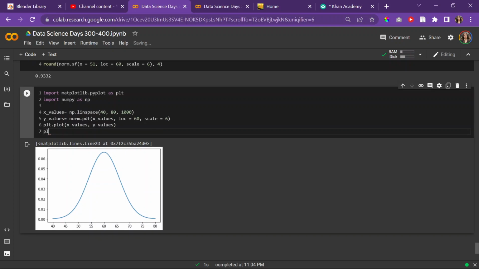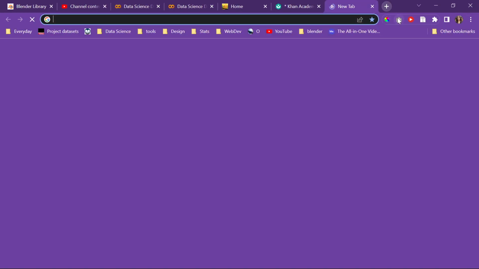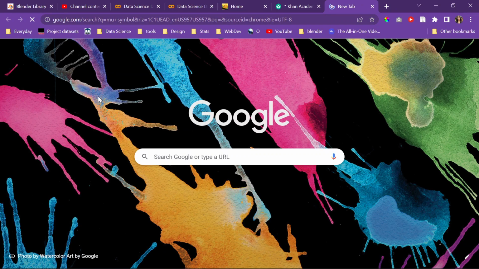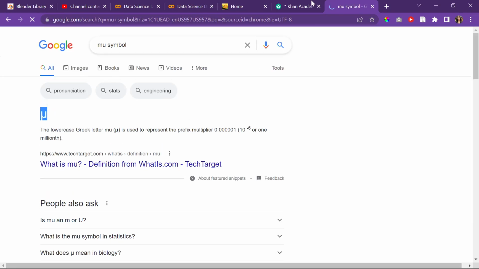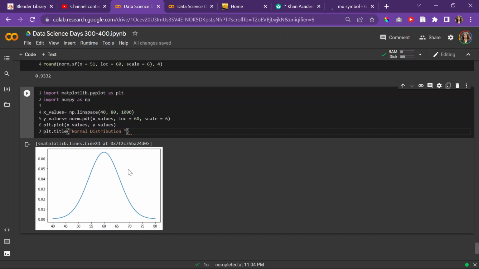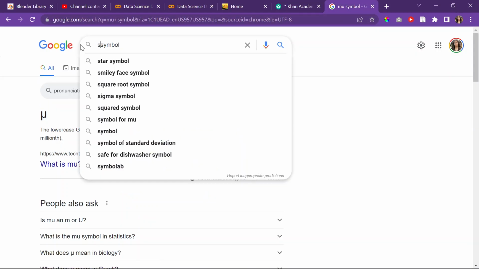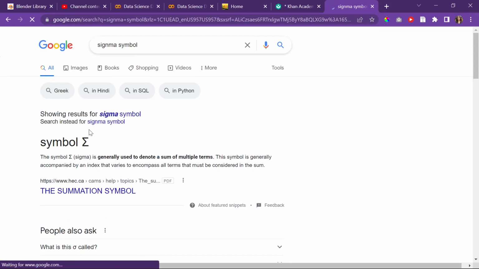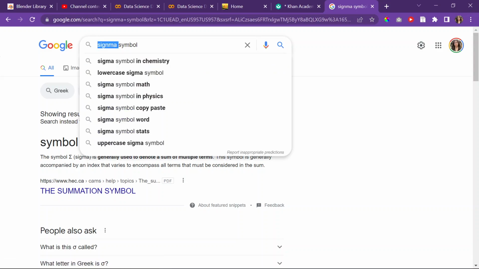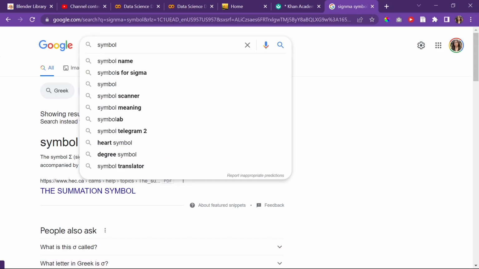I could also give it a title, like normal distribution with mu. I could always add the mu symbol over here. Where's my stuff? With mu equal to 60 and sigma, which is the standard deviation symbol. Nope. Wait, it's not sigma. What's it called?